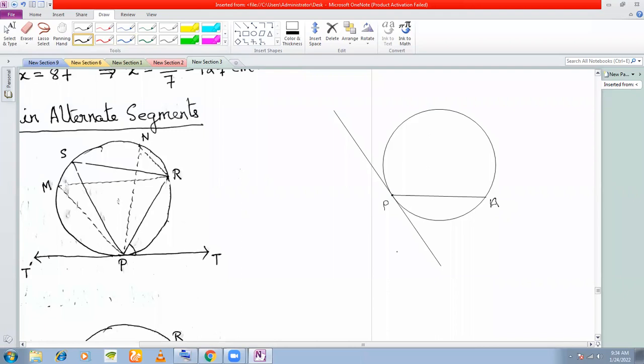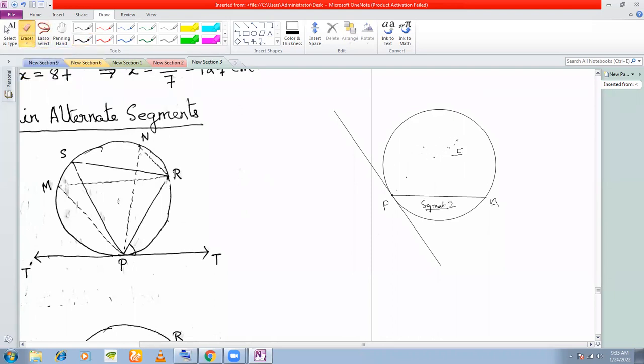Let's call this point A. So PA becomes your chord. And this chord must necessarily pass through the point of contact of the tangent. Whenever you have this kind of a setup, then if you see, this chord divides this circle into two segments. What are the segments? This is segment 1, a major segment, and this is segment 2. These are called the alternate segments. Okay. These two segments are called alternate segments.